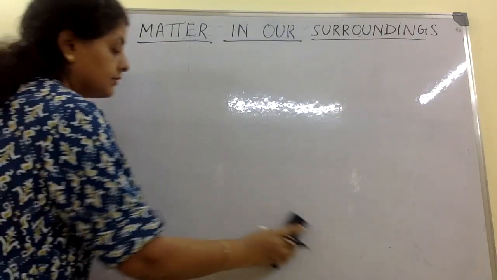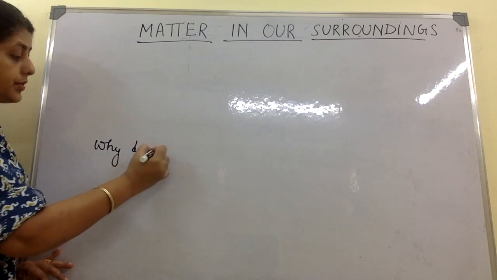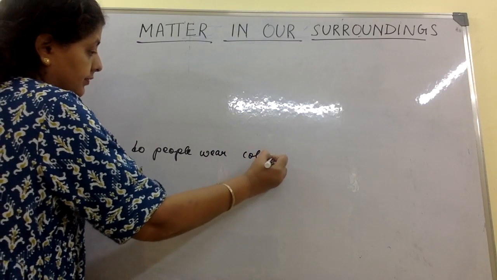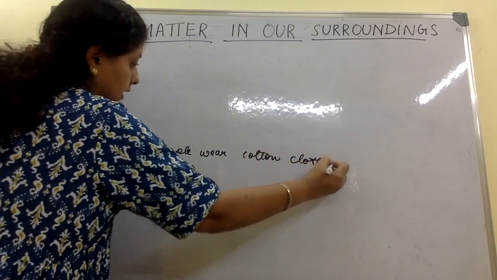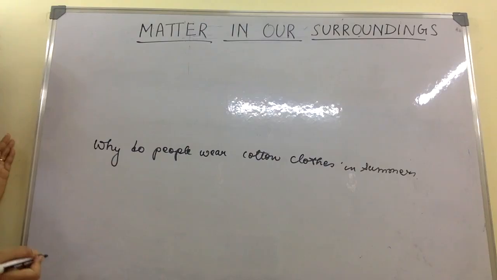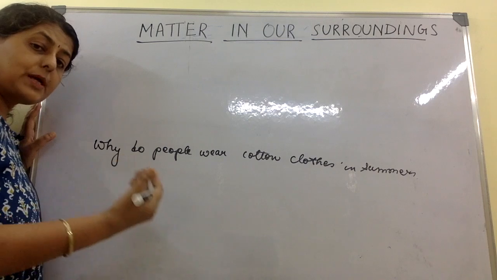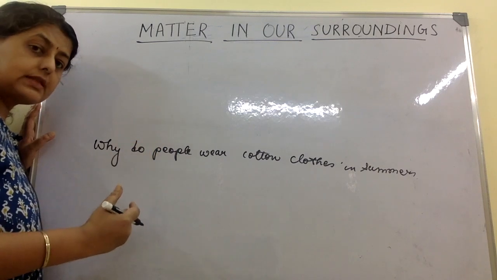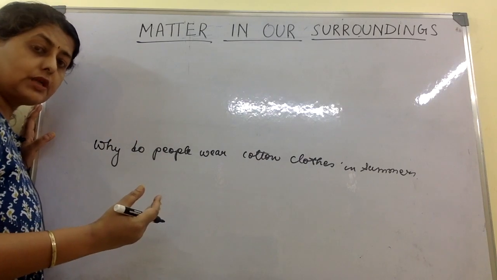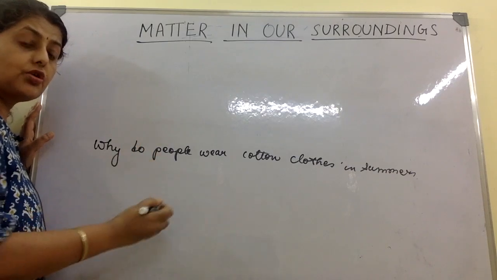Okay. Now let's come to a few give reasons. Why do people wear cotton clothes in summers? Now cotton has pores in it. This cotton will absorb our sweat in summers, and the sweat will evaporate from the clothes and it will cool our body, because evaporation causes cooling.